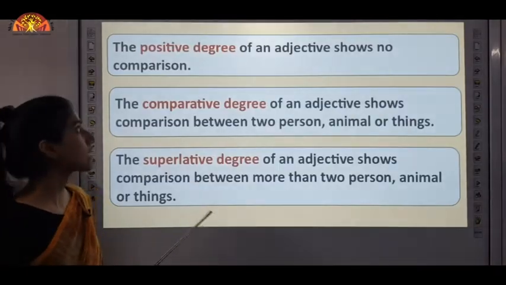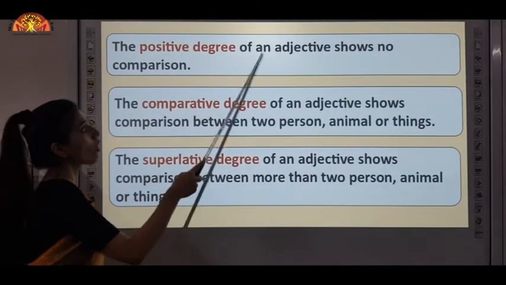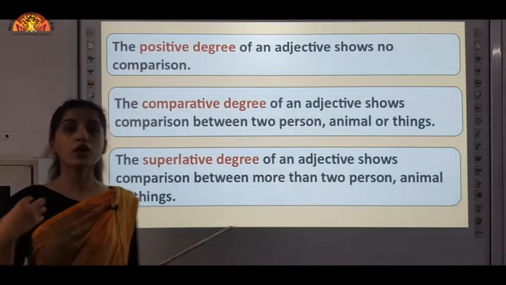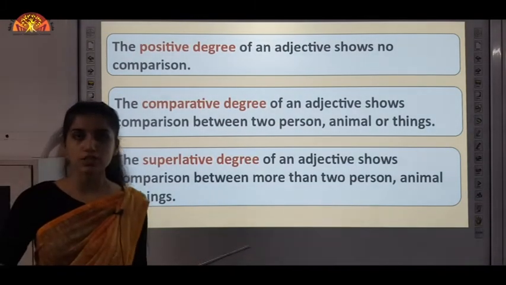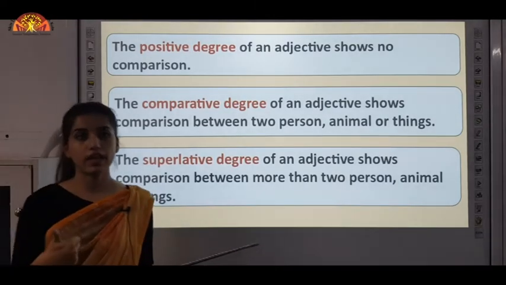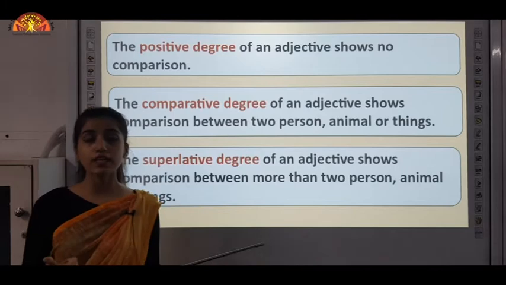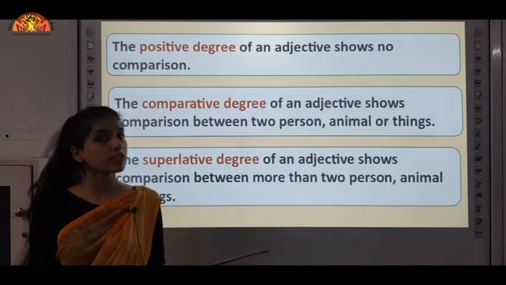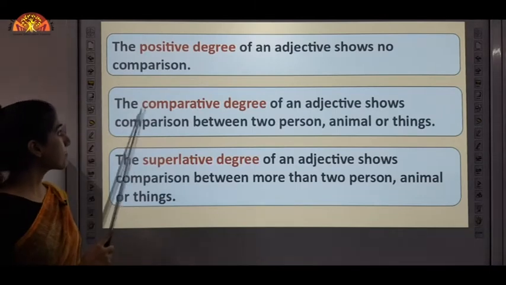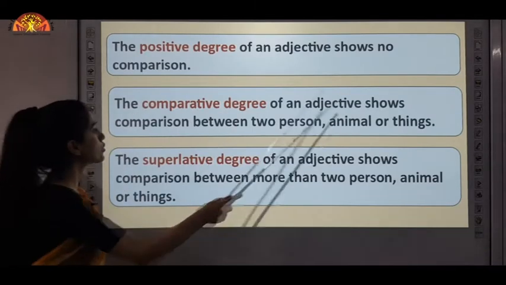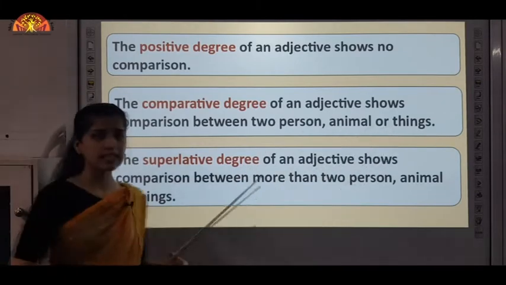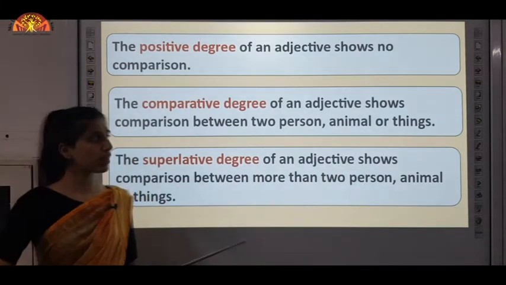So now let's see what they are. The positive degree of an adjective shows no comparison. So if I am not showing any comparison, what I am using over here is the positive degree of an adjective, that is the normal form of an adjective that we study, right? And second is the comparative degree of an adjective, which shows comparison between two persons, animals or things. I can simply call it a noun over here.